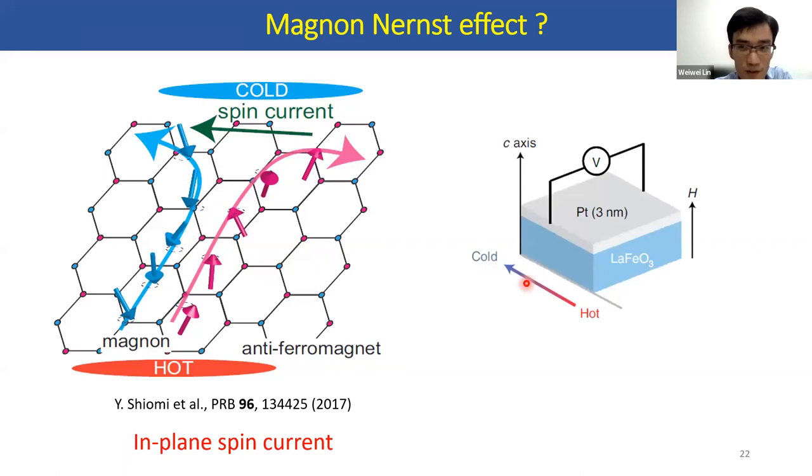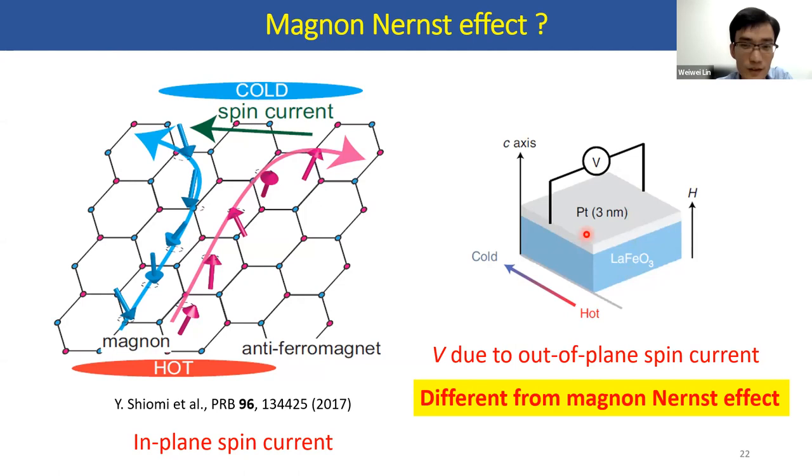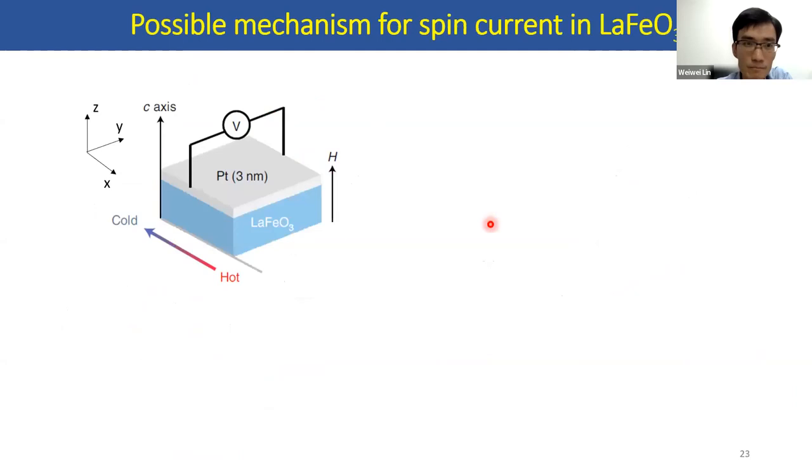We apply a perpendicular field. We detect the voltage in the platinum. This means the voltage is due to the out-of-plane spin current. So the detected voltage must relate to the spin current vertically flowing across the interface of the lanthanum ferrite platinum. Okay, so this is different from the magnon Nernst effect. Okay, what's the possible mechanism?